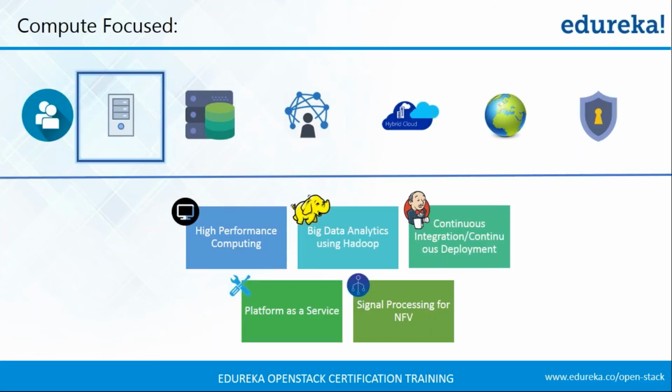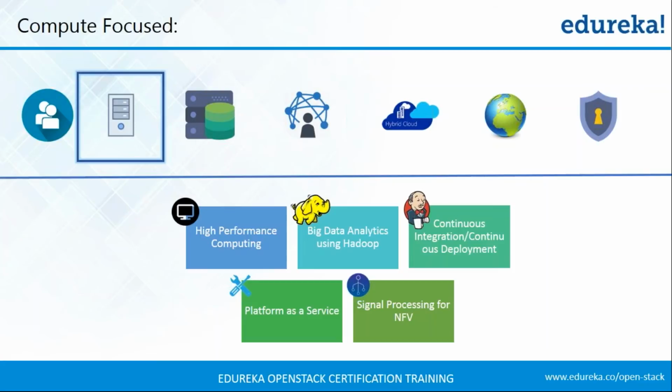If you need it for high-performance computing, you might also want to make an analysis of that data. So you might want to use big data analytics using Hadoop. So make sure that you have a cloud infrastructure which avails you for analysis purposes as well. And also you want to use different tools like Jenkins for continuous integration and continuous deployment of your application.